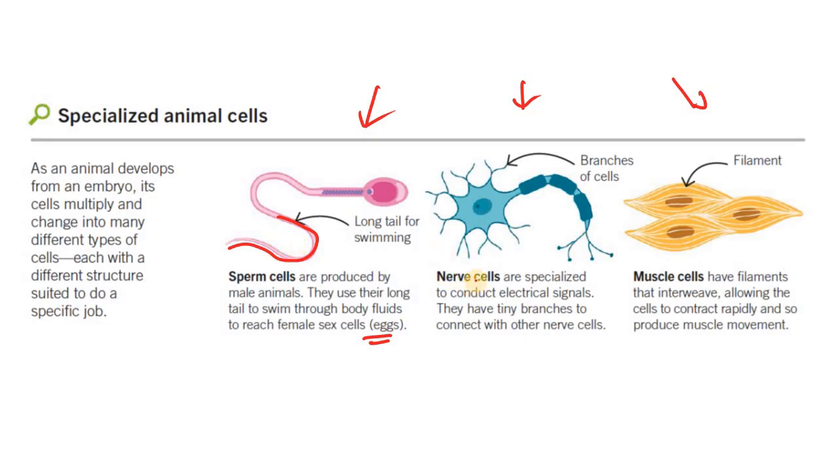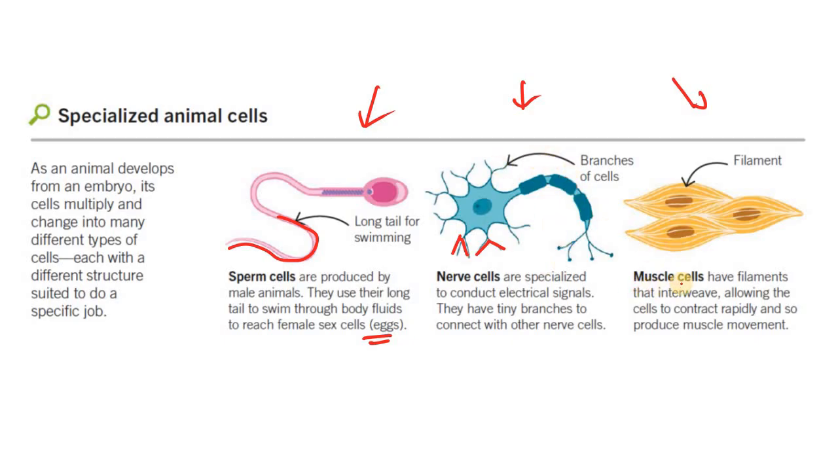Next, we have the nerve cell. You see their structure? These are specialized to conduct electrical signals. They have tiny branches, see those small tiny branches, to connect with other nerve cells. These are the branches of the cells.